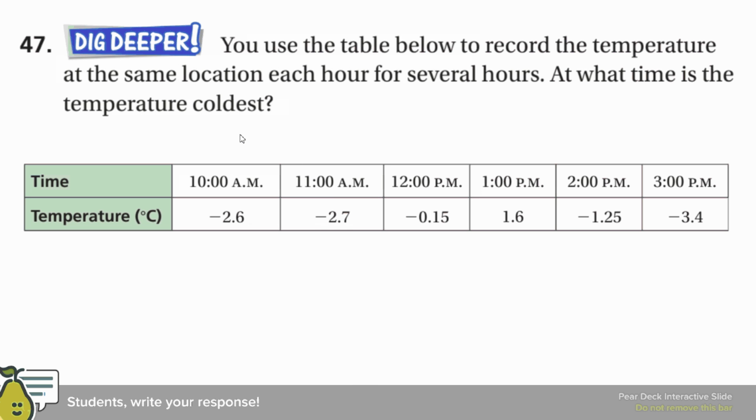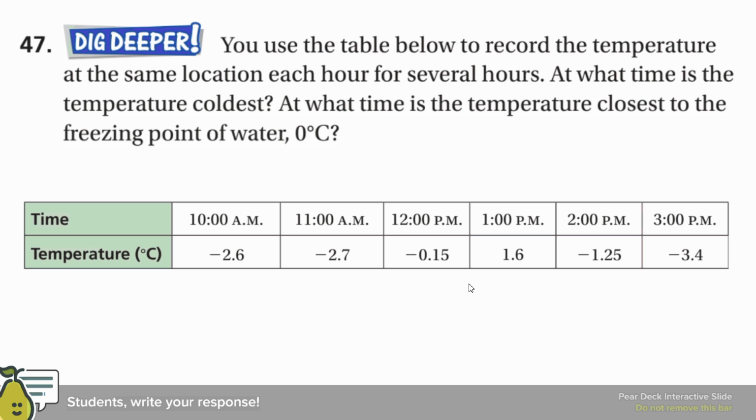All right, so let's dig a little bit deeper. So you want to use your table below to record the temperature at the same location each hour of several hours. At what time is the temperature the coldest? So that's one I think you should be able to figure out by looking at your time elements there. And if you remember what we said about the coldest degree, here are your temperatures down here in Celsius. So hopefully you should be able to figure out what time would be the coldest. So I'll leave that for you. And just look at your degrees down here. So remember, coldest.